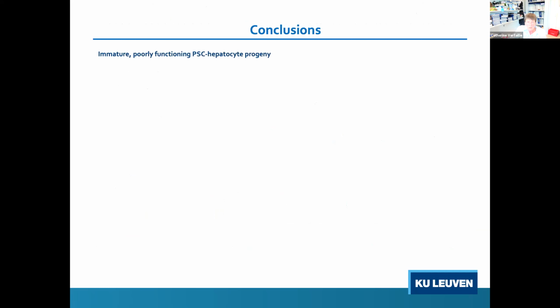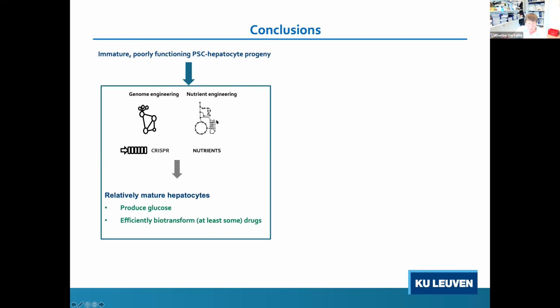So in conclusion, we started out with immature, poorly functioning stem cell-derived hepatocyte progeny, and by doing 2 things, CRISPR engineering and nutrient engineering, we can change these cells to produce glucose and efficiently biotransform at least some drugs. And I will come back to toxicology studies down the line. However, these cells are still not quite the same as primary hepatocytes, as I just showed you. And the transcriptome studies also show that, and that was published in this paper in Nature Communications.